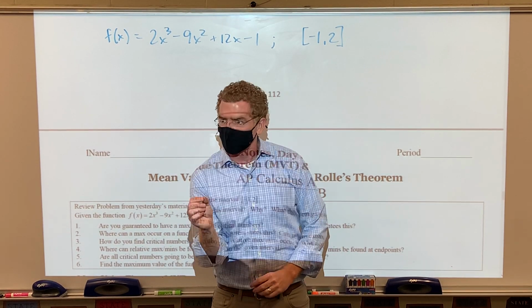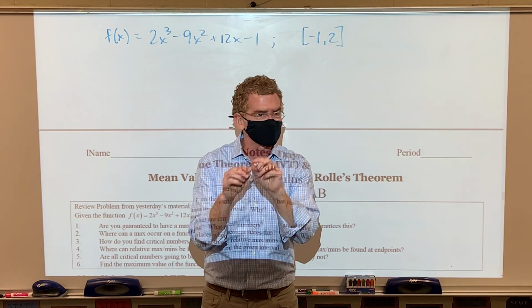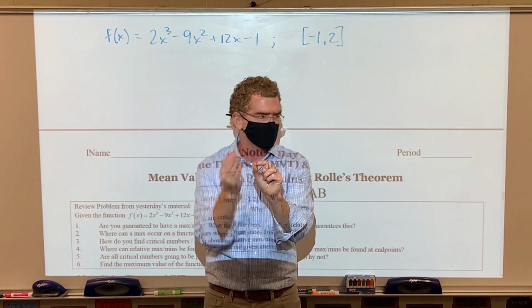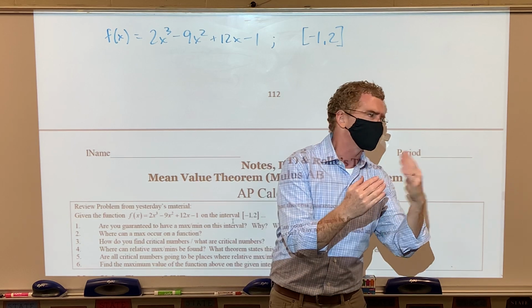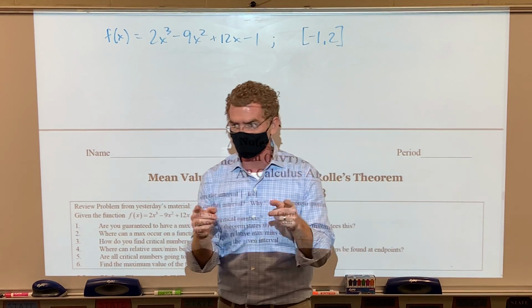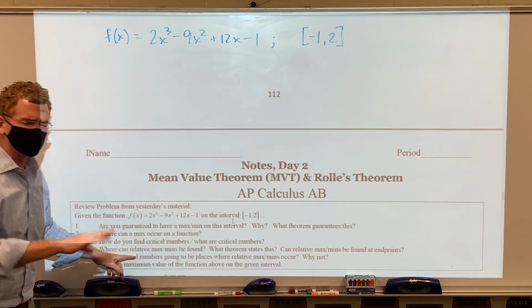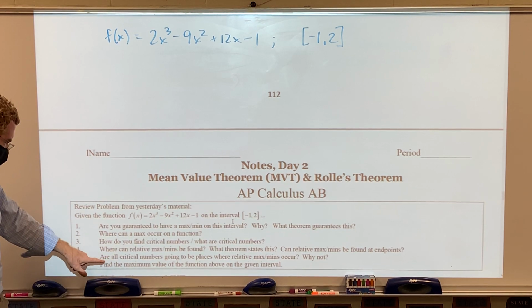You have to be able to look on both sides, right? It has to be literally the max relative to the points on either side. And if it ends, there are no points on that side. It's really important that you get that down, okay? And we're going to get to relative maxes and mins very soon, but not today.